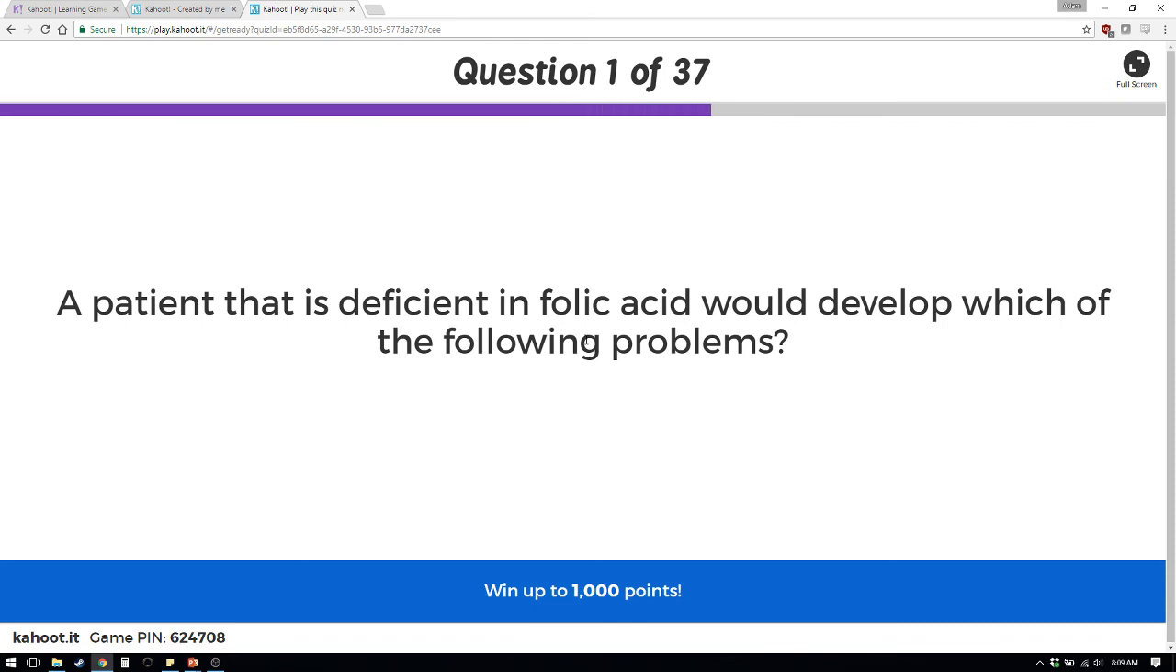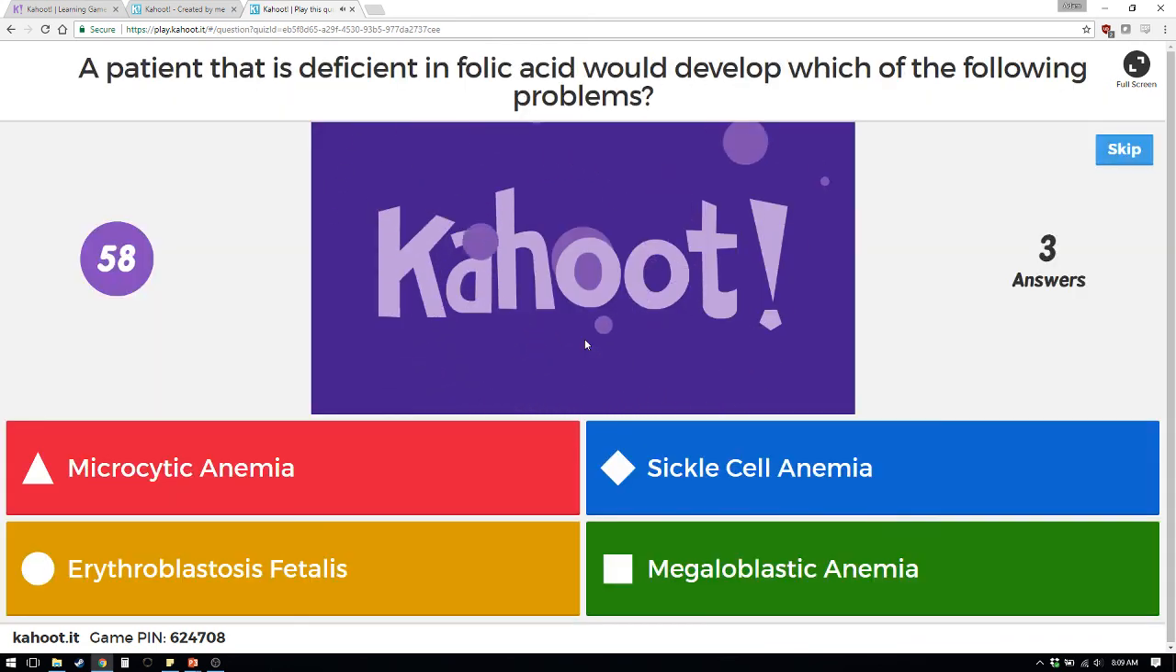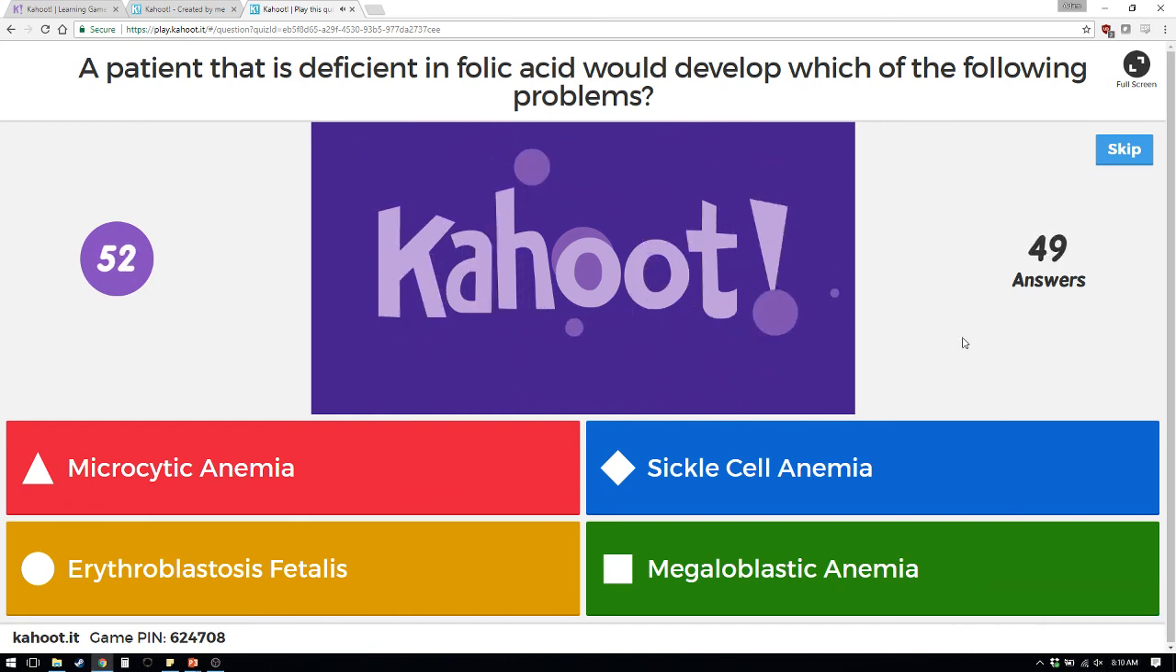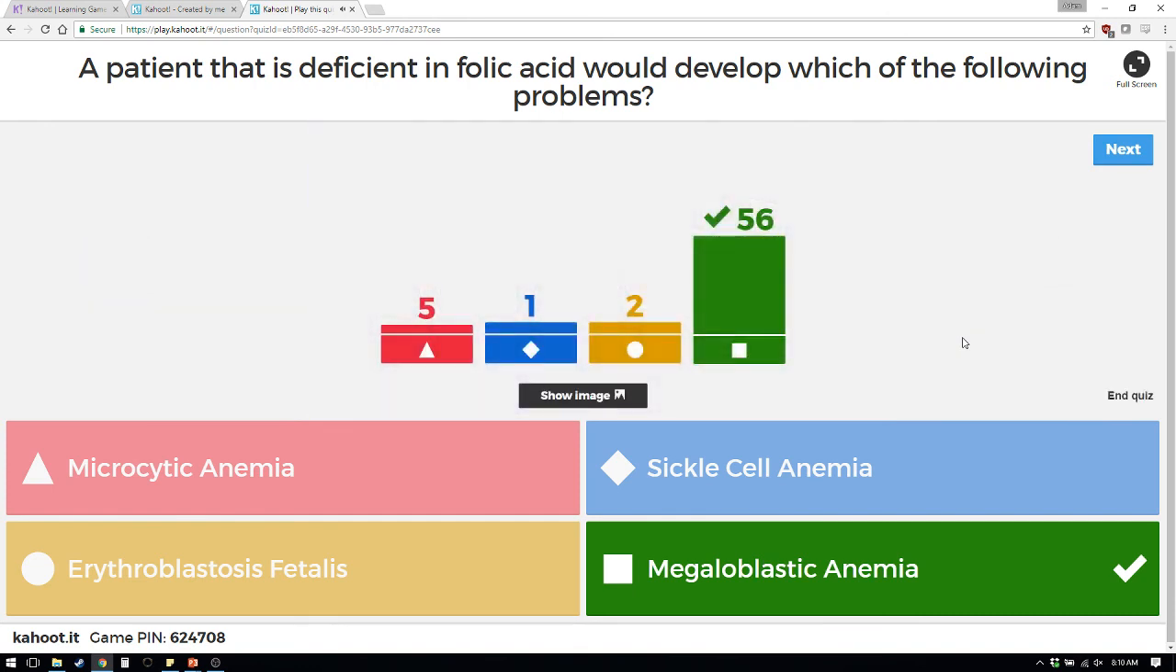Patient that's deficient in folic acid would develop which of the following problems? Let me think. You guys remember what folic acid was used for when producing red blood cells? To produce some of that DNA, right? To help make some of those base pairs. So you get a megaloblastic anemia. All right, so most people got that.